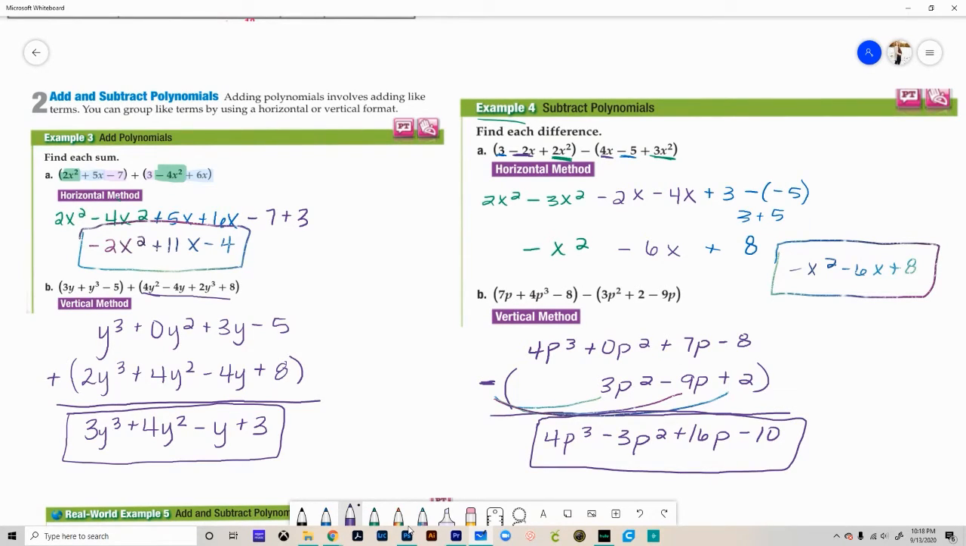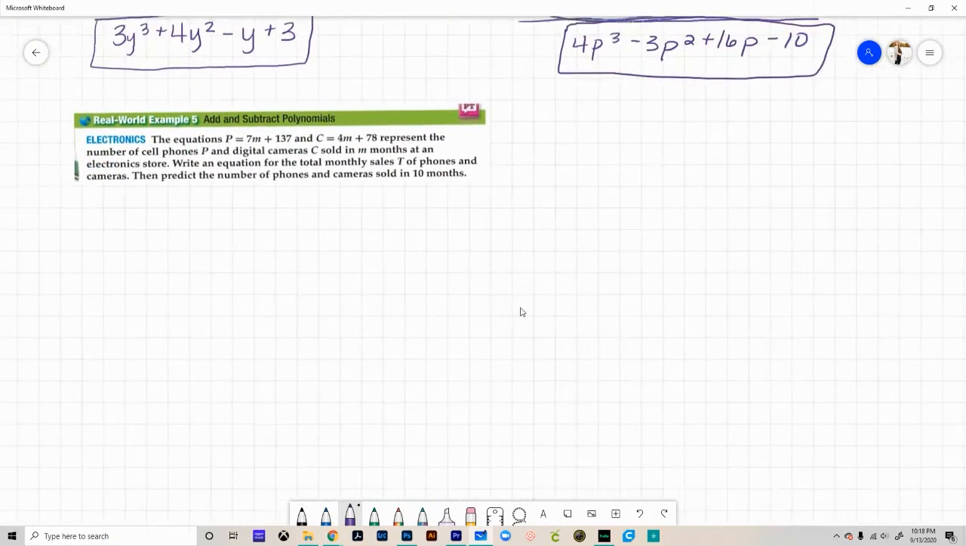Beautiful boxes I've got going on here. So you can use horizontal grouping methods, you can use the vertical method, that's up to you, as long as you are making sure to add the like terms together. Otherwise, it's not going to work out for you. We have one more example here.